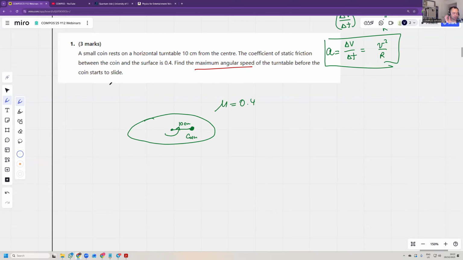So you can imagine if you spin too fast, the coin will slide off. Well, I don't need to explain. If you put a coin on a book and spin the book slowly, the coin stays on the book. But if I spin really fast, the coin will fly off. Some people say it is because of the centrifugal force.